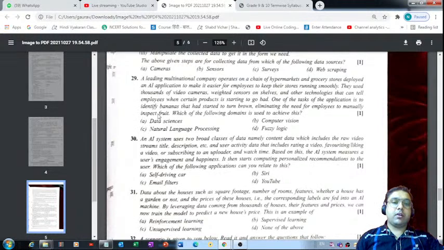Yes. So what is the problem here? What is being said in this question? That there is an AI machine which is going to help the employees in identifying the bananas that have started to turn brown. Now, how will the machine be able to identify whether a particular banana is brown or not? So definitely it will have to see the banana first. It needs some vision. It needs computer vision, right? So the correct answer of this one is computer vision.